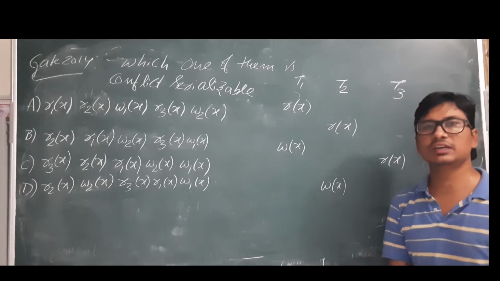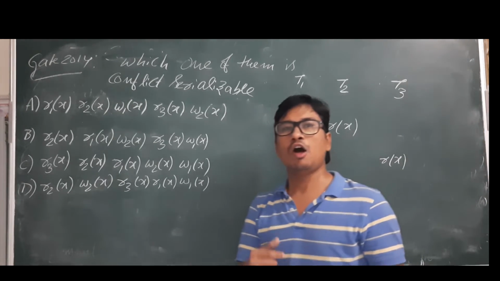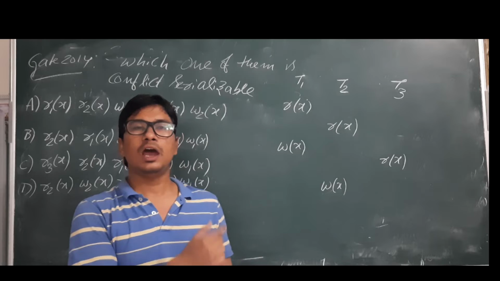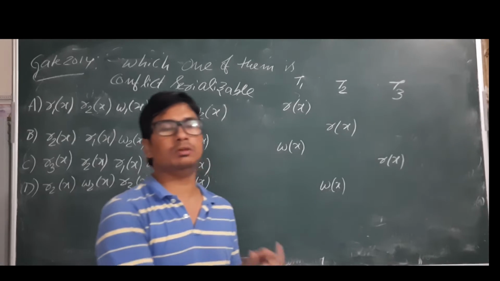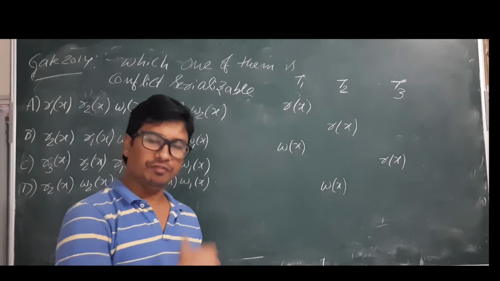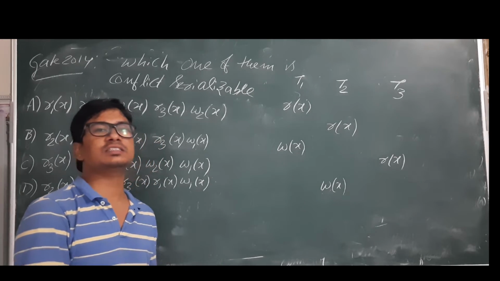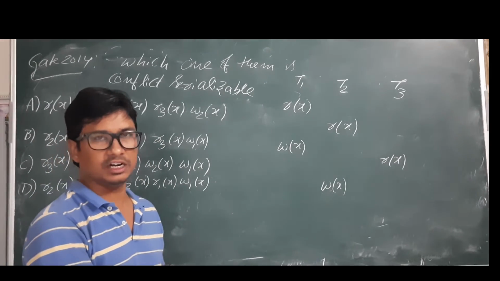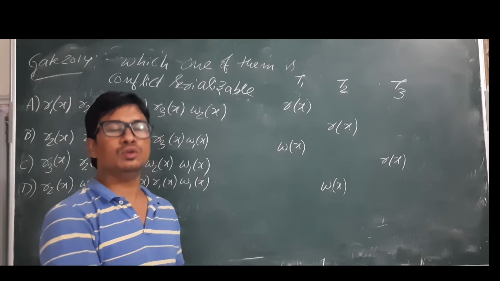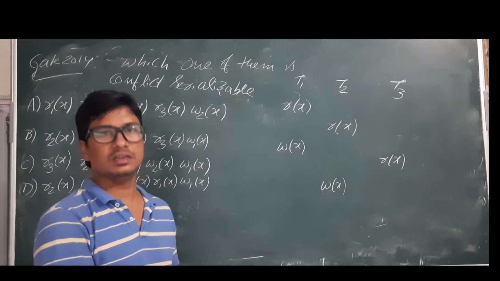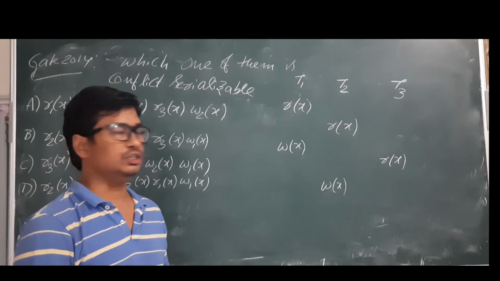Now the precedence graph will tell me how many transactions are there and how the conflict operations will be represented. If in the precedence graph you find any cycle, then I can say that it is not a conflict serializable schedule. If there are no cycles, I can say that it is a conflict serializable schedule.